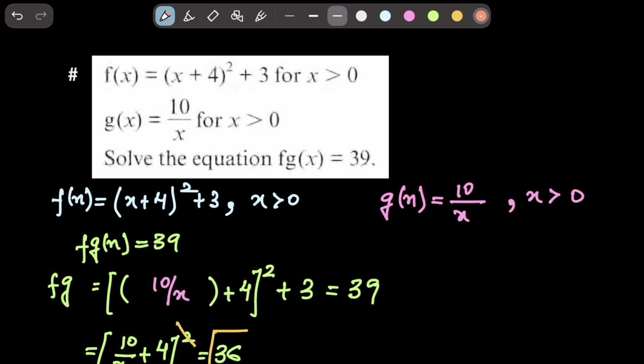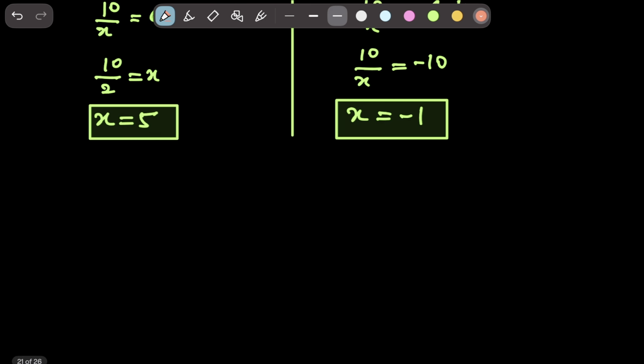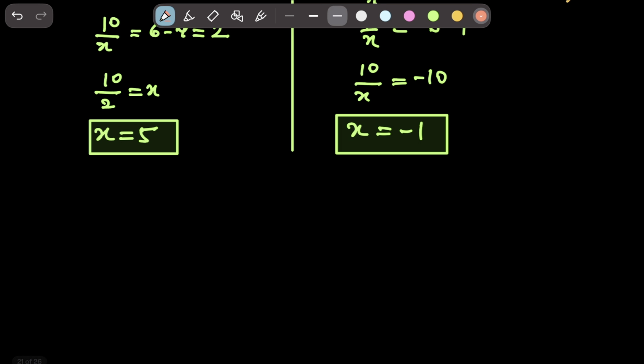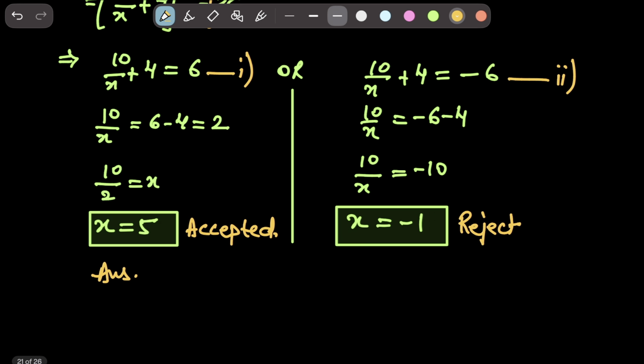Question says that f of x function is defined for all the values of x which are greater than 0, and g of x is also defined for all the values of x which are greater than 0. So let's move on to the solution which we are getting. So in the solution part, I will reject this particular solution because this is not in alignment with the domain which is given for f of x and g of x. So this is my accepted value, and this is the final answer as well. Okay, so please note the solution so that we can move further.